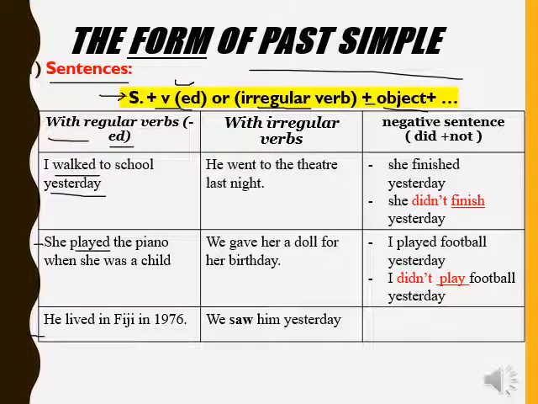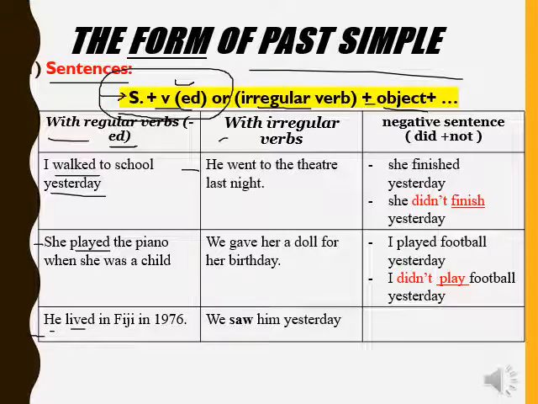3, he lived in Fiji in 76. Again, we have a subject and a verb. So the main rule says we have a subject and verb. This verb can be regular, which means it ends with ed, or irregular. Irregular verbs are those in the second column.